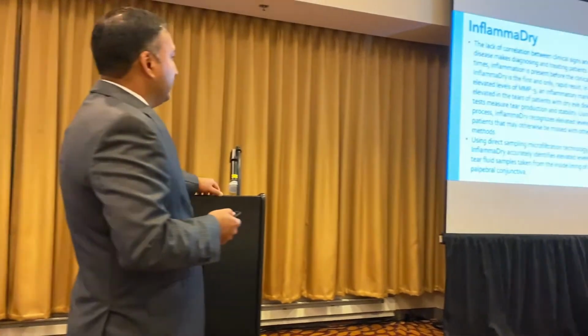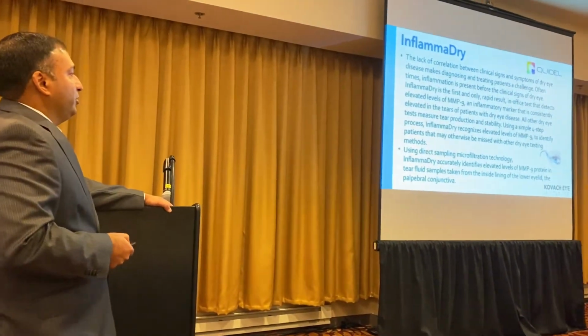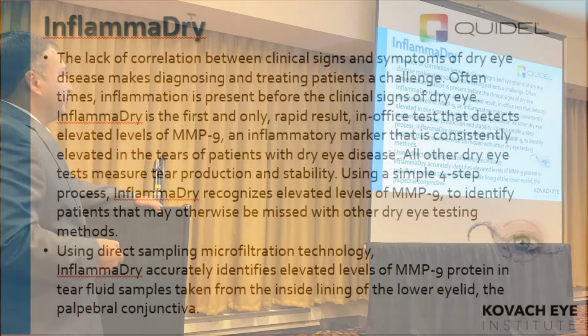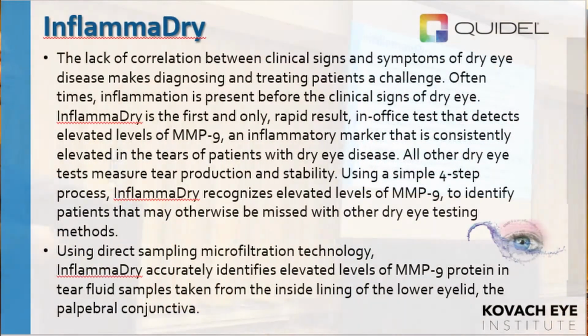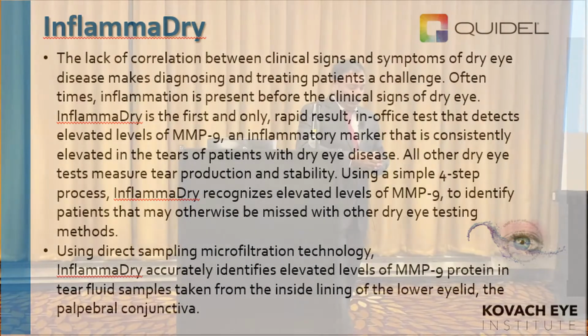Next was this InflammaDry that we mentioned. It's a very easy test. It basically looks like a pregnancy test, where you check the tears for elevated levels of MMP-9. It gives you a simple positive or negative. So if it's positive, you can show the patient, and it's something they can easily understand: there's an inflammatory marker in my tear film.